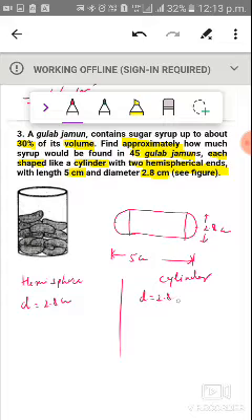So the radius for both will be the same, 2.8 by 2, that is 1.4 centimeter. Radius is 1.4 centimeter. Okay, so this is 1.4 centimeter here, and this is also 1.4 centimeter here.